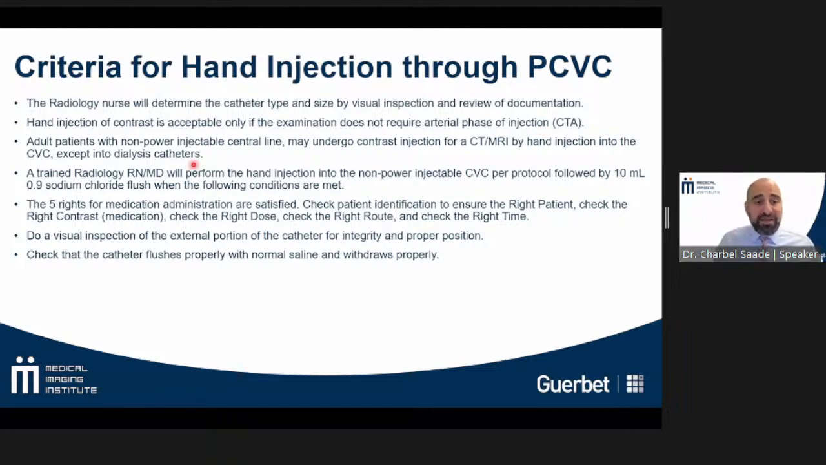acquisition or technique. Adult patients with non-power injectable central lines may undergo contrast injection for CT and MRI by hand injection into the CVC, except into dialysis catheters. Now, here, be careful. Sometimes a vascular cath can be used, but this can also be quite problematic for diabetic patients. Of course, a trained radiology nurse or MD will perform the hand injection per protocol, followed by 10 mL of normal saline flush. And of course, do the visual inspection and the five rights for medication administration.